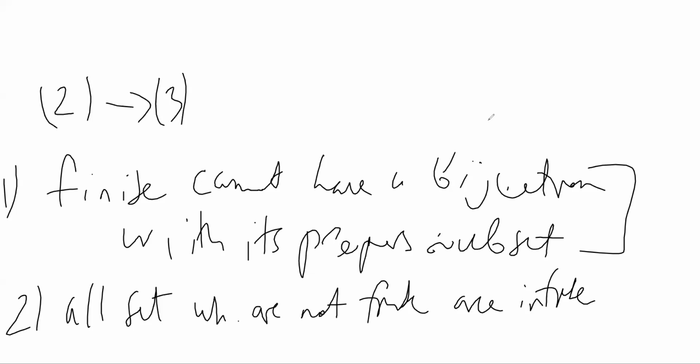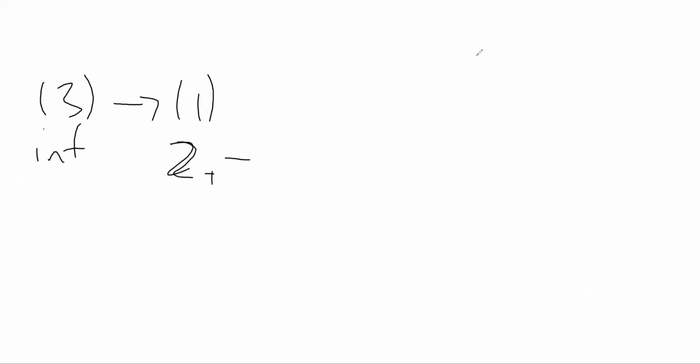Okay. Nice. So now we're only left with trying to prove that from statement 3 we can go to statement 1. Statement 3 says that A is infinite. We want to prove that there exists an injective function f from Z plus into A. And it kind of makes sense, right?